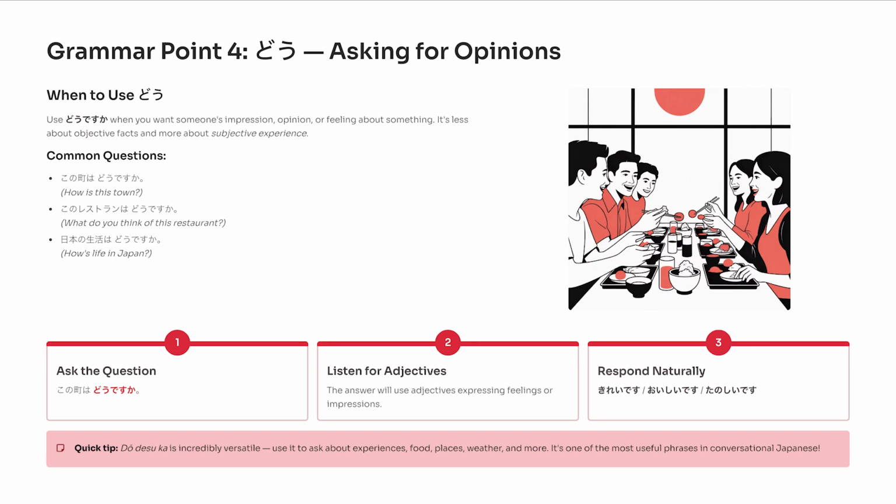You can use it to ask about places, food, movies, travel experiences, school life, work, weather, and many other topics. Because of its flexibility, どうですか is one of the most frequently used question patterns in everyday Japanese conversation. Whenever you want someone's opinion or impression, simply remember, どうですか?